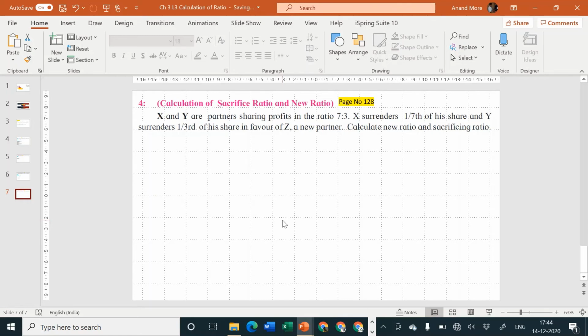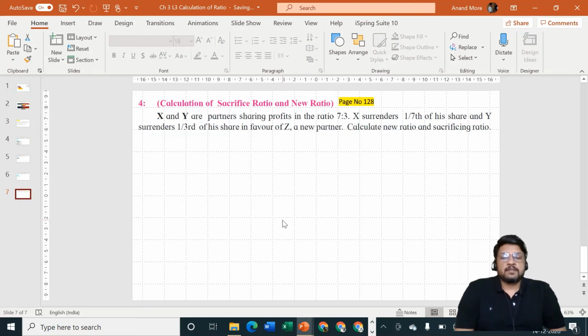X and Y are partners sharing profits in the ratio of 7:3. X surrenders 1/7 of his share to Y, and Y surrenders 1/3 of his share in favor of Z, a new partner. Calculate new ratio and sacrificing ratio. A small change, if you have noticed it properly, as compared to the previous problem.